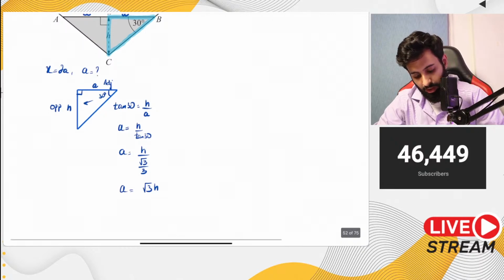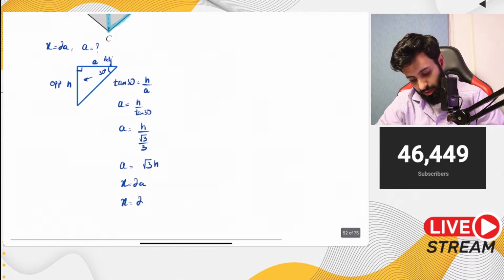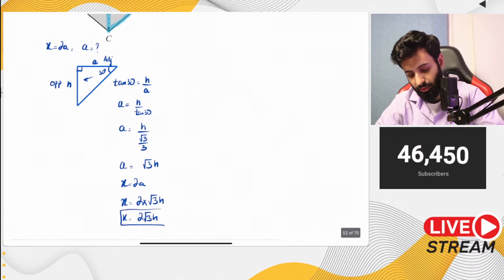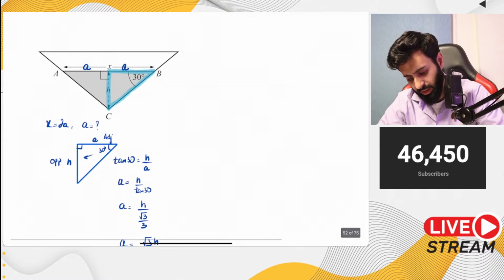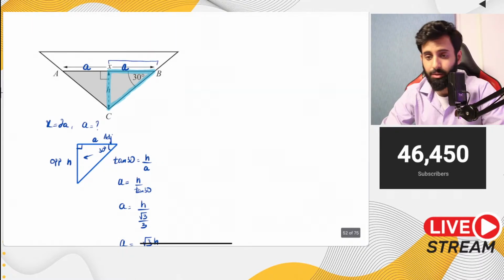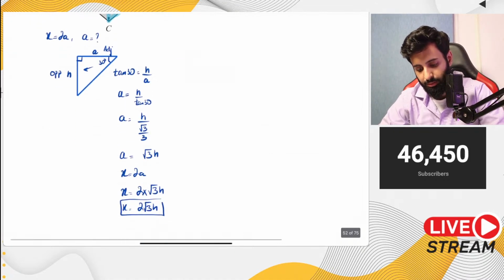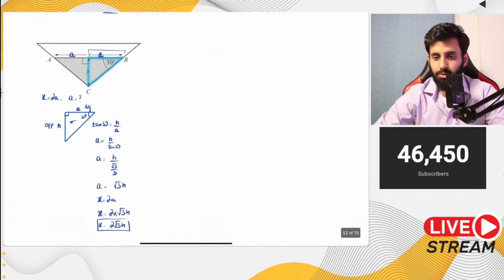Now remember, x is equal to what? x is equal to 2a. So that means x is equal to 2 into root 3h. So x is equal to 2 under root 3h. And there you go, this is the value of x. Now इसमें ऐसा कोई rocket science नहीं है. Just remember that what you found is basically half of what you were supposed to find out, which is why we've multiplied it by 2 to find out what we were actually supposed to find out.